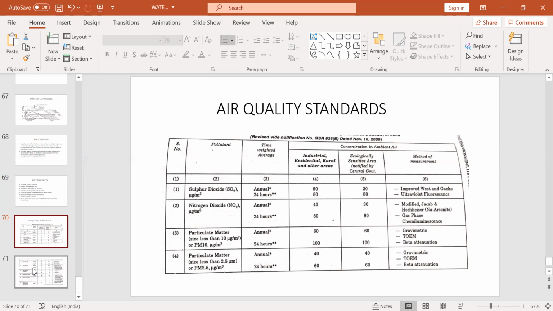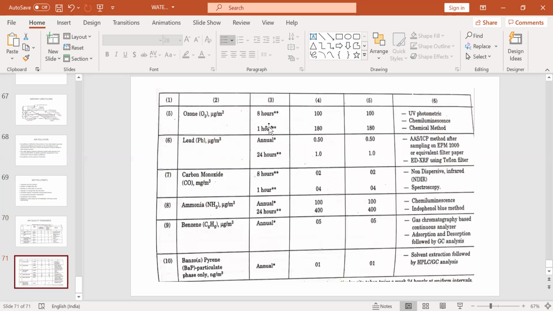This is the reason. Then we move on to ozone. Ozone again in 8 hours and 1 hour, because of photochemical reactions. Ozone is quite unstable. First, let us understand this: ozone is quite unstable, so you cannot measure its concentration for 24 hours. The time span has to be reduced, so it is based on 8 hours and 1 hour. So 100, 100 and 180, 180. Lead, again for animals: lead concentration will be 0.5 and 1, and for 24 hours it is 1.